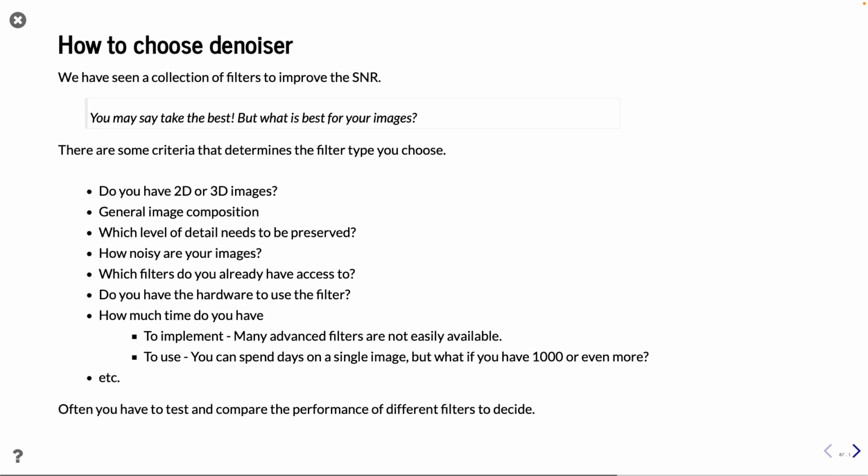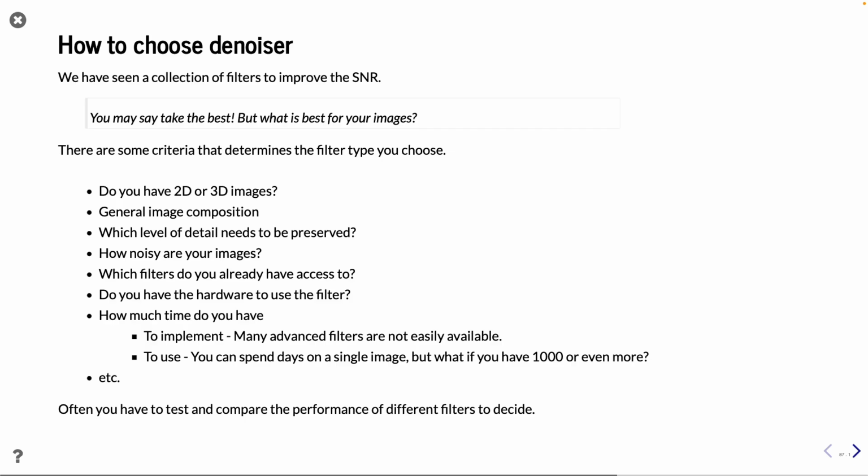Maybe it's the right choice for you, but you have to be aware that there is a lot of work to do it. Which is also, do you have the hardware to use the filter? You can easily blow up your memory if you don't watch out. And of course, how much time you have. One is, how much time do you have to implement a filter? Because you maybe need to implement it. And the other thing is, how much time do you have to use it?